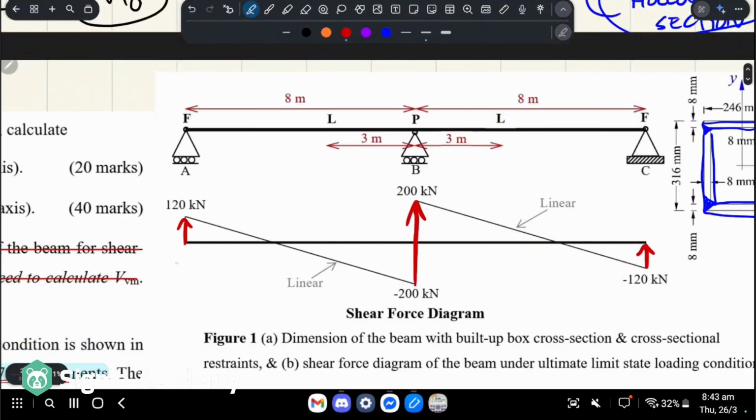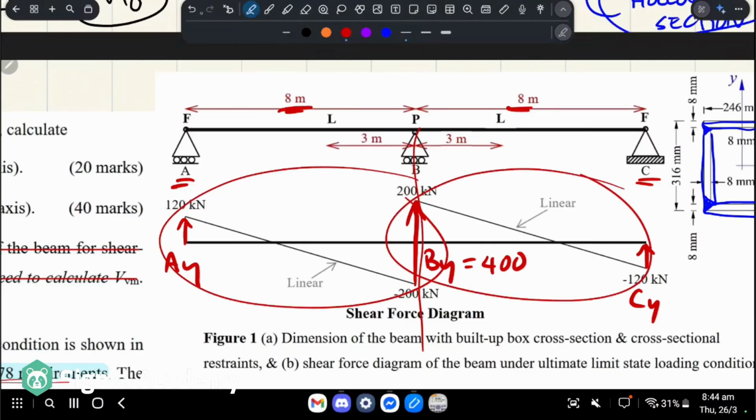So in this case, let's call this AY, which is the vertical reaction at A. And we know that's equal to 120. And then at this support, BY, we know that BY is equal to 400 because it jumps from negative 200 to positive 200. And we know that CY is also 120. And you can see that we have equal distances, and basically we have a symmetrical loading condition. So about the middle, everything on the left is just a mirror of everything on the right.